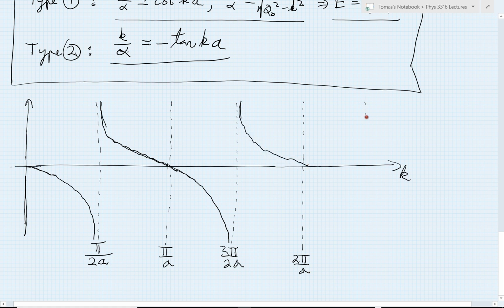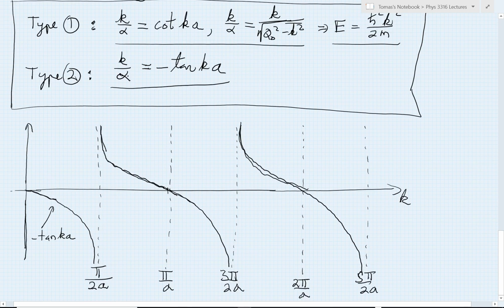And then I will eventually even out here at 2.5 or 5 halves. So 5 pi over 2a. That's where I'm going to have now another asymptote. So what I've managed to chart for you here so far is minus the tangent of k times a. That's the tangent function. Let's now turn to the cotangent.